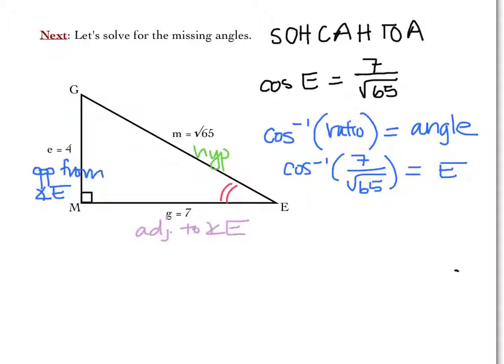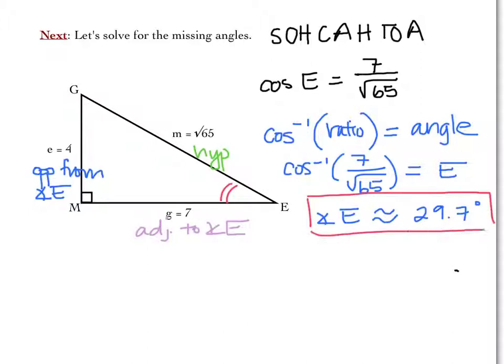So when I put that in my calculator, I get that angle E is approximately, because I'm going to round it off, 29.7 degrees. And again, I was asked to solve this right triangle, so I'm going to be a good egg and box off my answer.